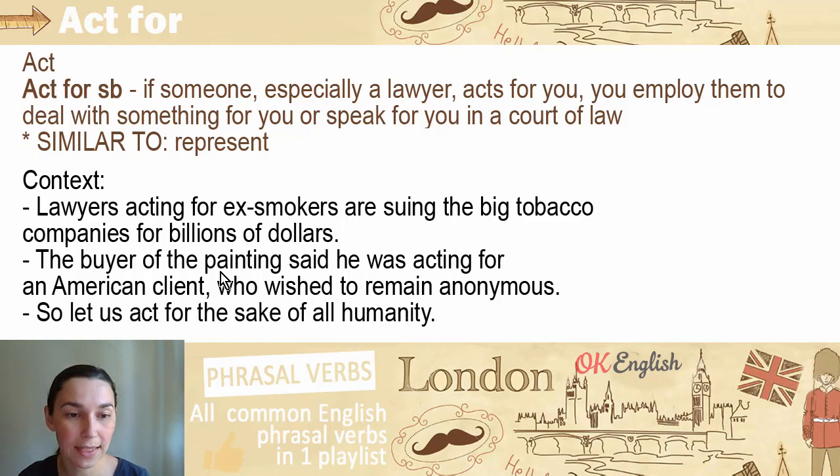Next example, the buyer of the painting said he was acting for an American client who wished to remain anonymous. So we see that there is a buyer and his client. We don't know the name of this client. We can't see this person. And we know that the buyer works as a representative of this anonymous person. He acts for this person. He buys the painting and we clearly understand that this buyer doesn't want this painting for himself. He buys it for his client. He represents this person, he acts for this person.